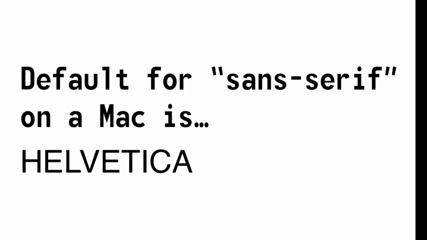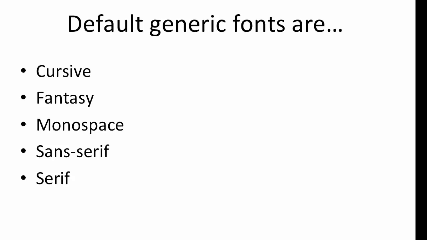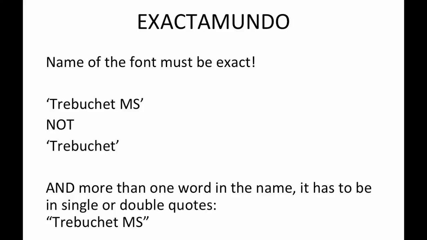For instance, if we say sans serif generically, on a Mac, we get Helvetica. The default generic fonts are cursive, fantasy, monospace, sans serif, and serif. Honestly, most of the time you're going to use sans serif and serif. So the name of the font that you use has to be exact. We can't just say Trebuchet or Trebu or something. We have to actually spell it out the exact way that it's spelled.